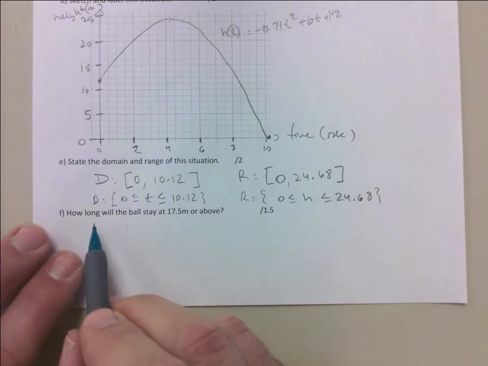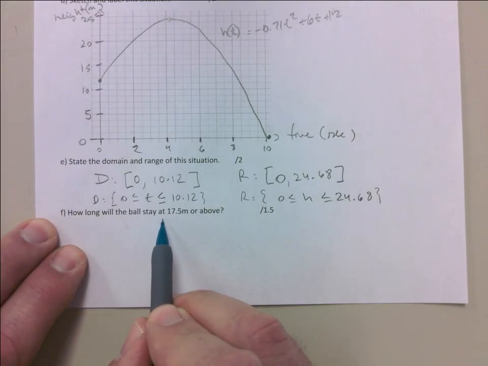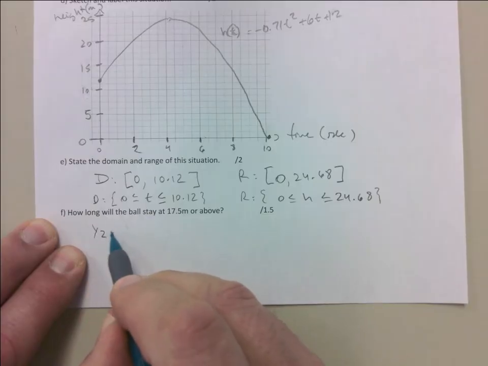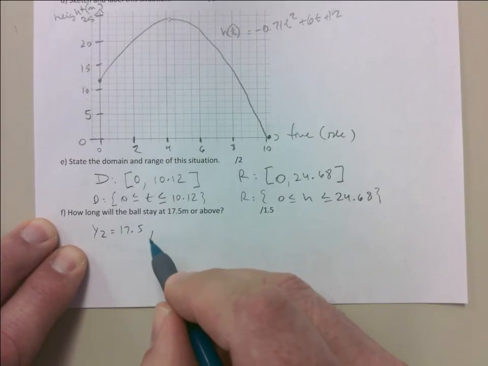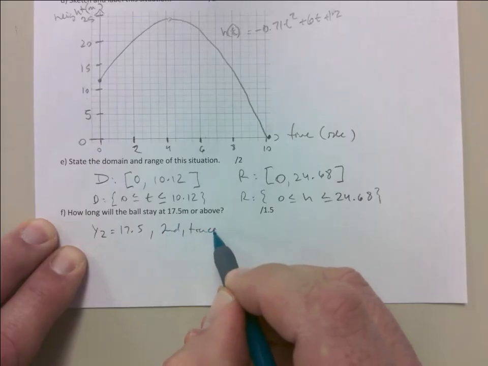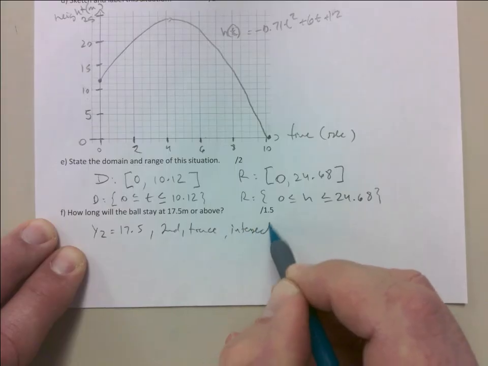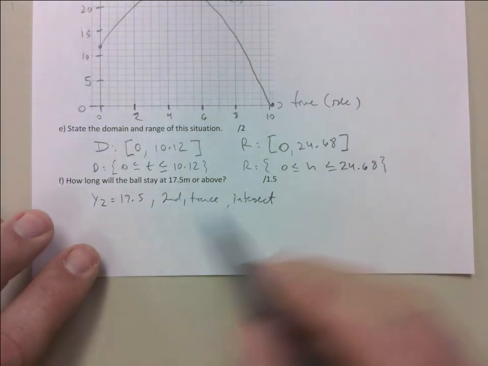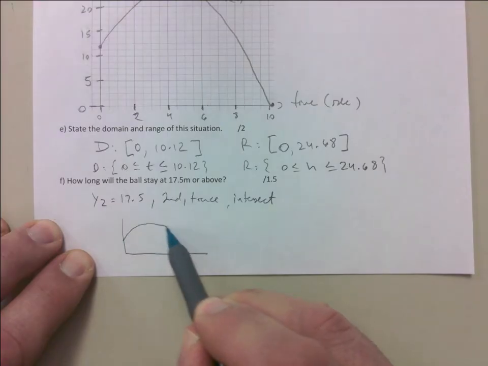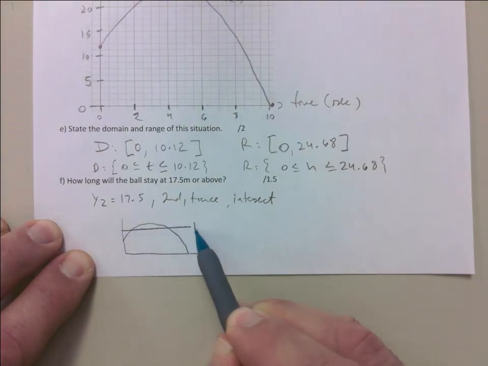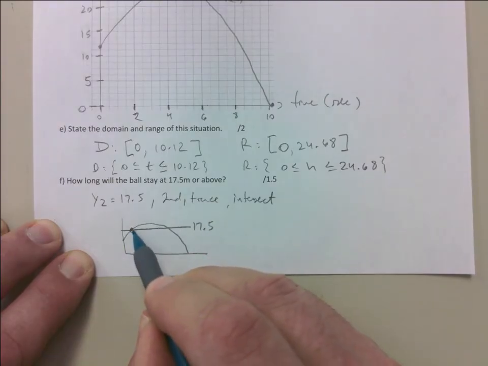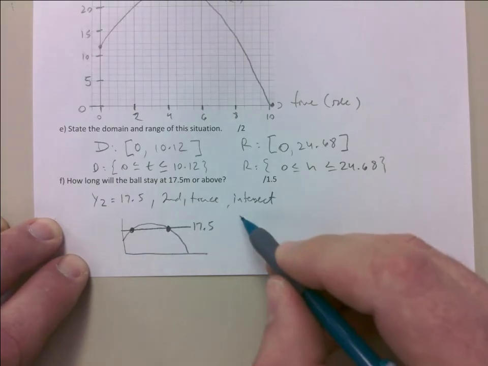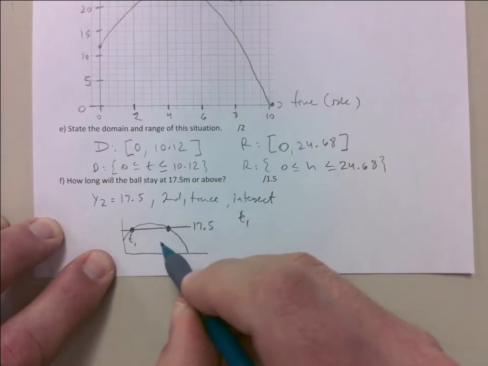And we're approaching the end here. How long will the ball stay at or above 17.5? So that's where you do the second trace intersection. This should be a 2-mark question. We'll just keep it to 1.5 today. But really, you're wondering, if you draw your 17.5 line, it's from here to here, that time there that we have to find. So let's find time 1. This is time 1, this is time 2.